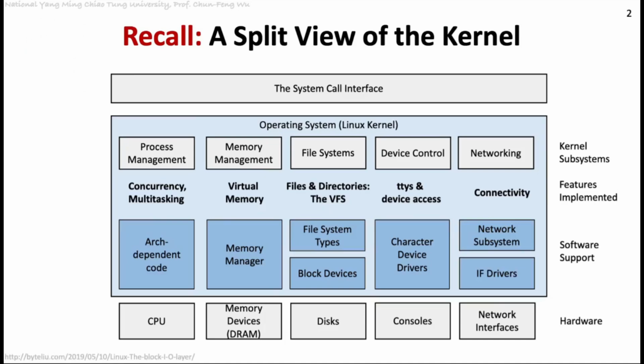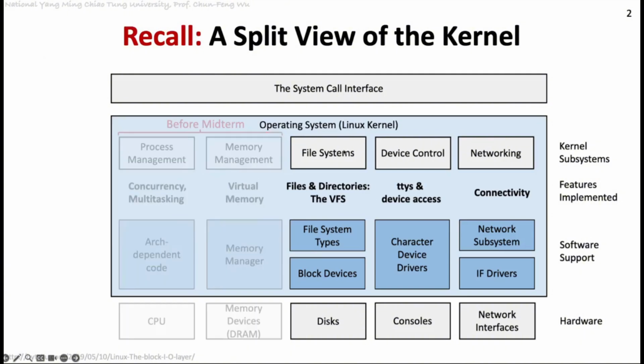So this figure is about our Linux, and the top gray bar here shows the system call interface. With system calls, the user program can access services from the operating system, including process management, memory management, file systems, device, and networking. Before the midterm, what we cover is process management and memory management. And after the midterm, we'll talk about the I/O part, including file systems, block device, and the disk itself.